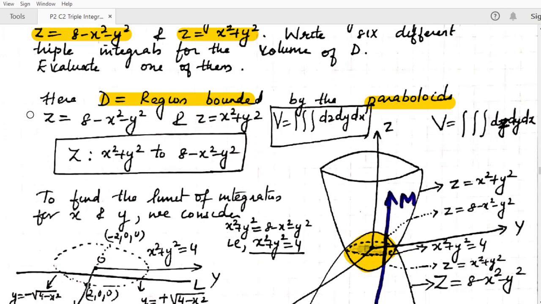So if we consider x square plus y square equal to, we have to arrange it in such a way that x square plus y square is on one side of the equation and all the other terms are on the other side. Simplifying the equation in this way, we get x square plus y square is equal to 8 minus z.